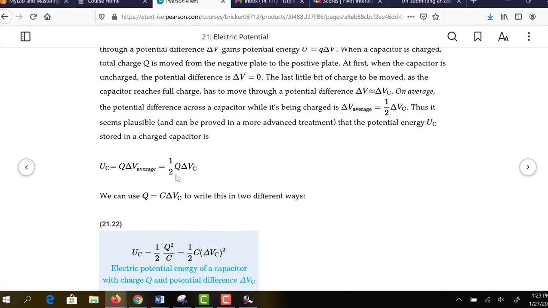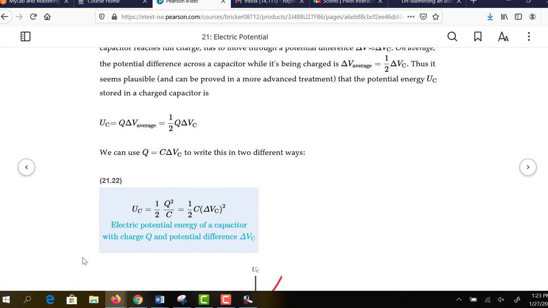Energy is 1/2 Q times delta V. Okay, that's good, but we don't have the amount of charge. We could figure out the amount of charge if we wanted to, maybe. Or 1/2 Q squared over C. We want it to involve C and delta V. So let's look at this part of it, actually. The second part here. Anyway, the energy on the capacitor is 1/2 C delta V squared.